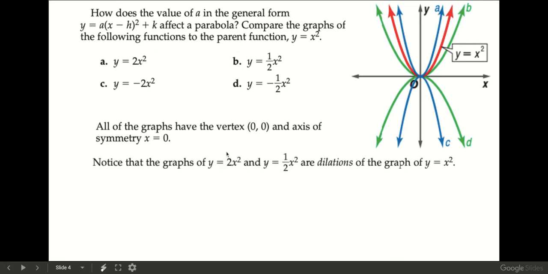So notice that when I multiplied by a positive, +2 or +1/2, those are what are known as dilations, right? They make the graph either get narrower or wider. Multiplying by 2 made it get narrower because it increased at a steeper rate. And multiplying by 1/2 made it get wider because it increased at a slower rate.